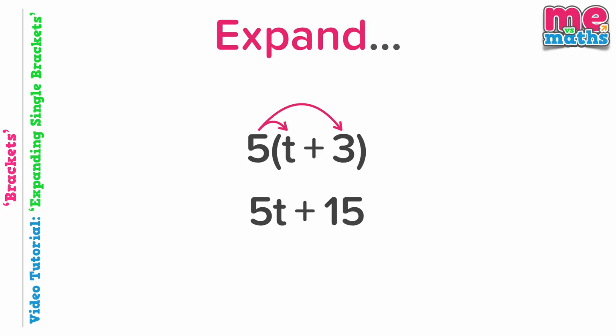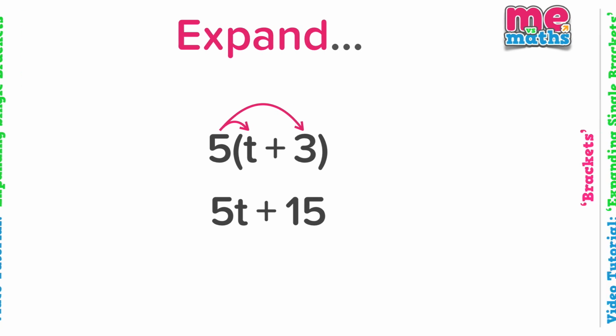Notice the arrows or branches that I drew on to help me see what I was multiplying. You'll find lots of teachers and students who use these. Anyway, that's all we have to do. So we've expanded the bracket and got a new expression, which is our answer, 5t plus 15.